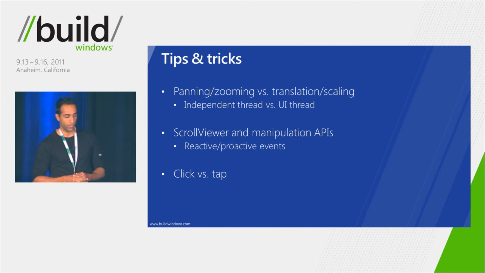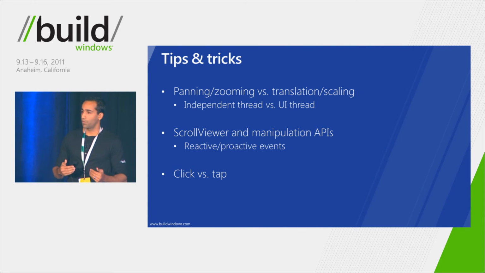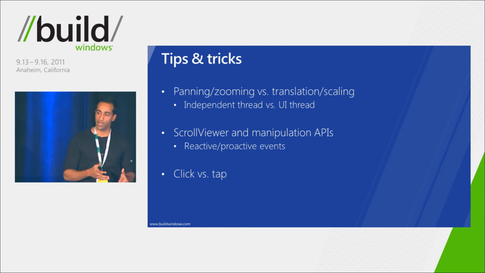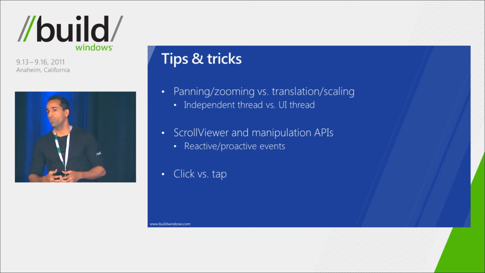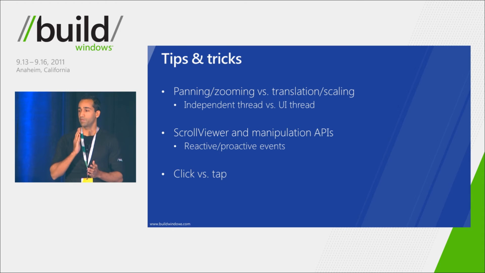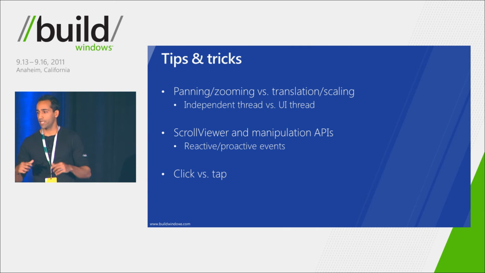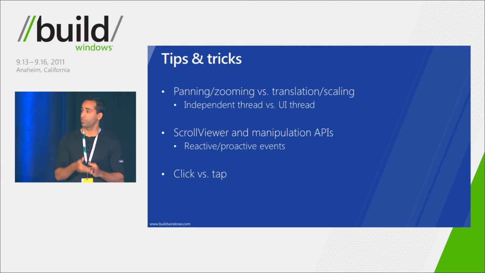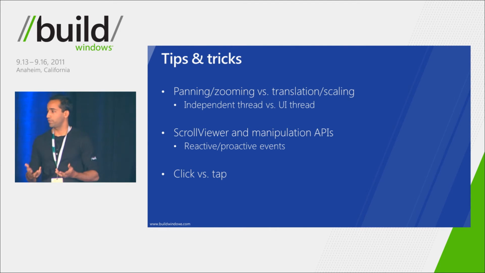So this is an interesting one. I'm talking about how you can pan and zoom off thread using the scroll viewer. But how do you know that's happening in your app? Well, we still raise manipulation events to the scroll viewer. The difference is that when you're doing panning and zooming on an independent thread, those events are reactive. We're telling you what's happened. So if you pan, you'll get the manipulation delta events, but we're telling you what's happened. The user panned 10 pixels. They panned 20 pixels. They panned 30 pixels. You don't have a chance to stop that action because it's all happening on an independent thread. But we're telling you at least, hey, this is what is happening.